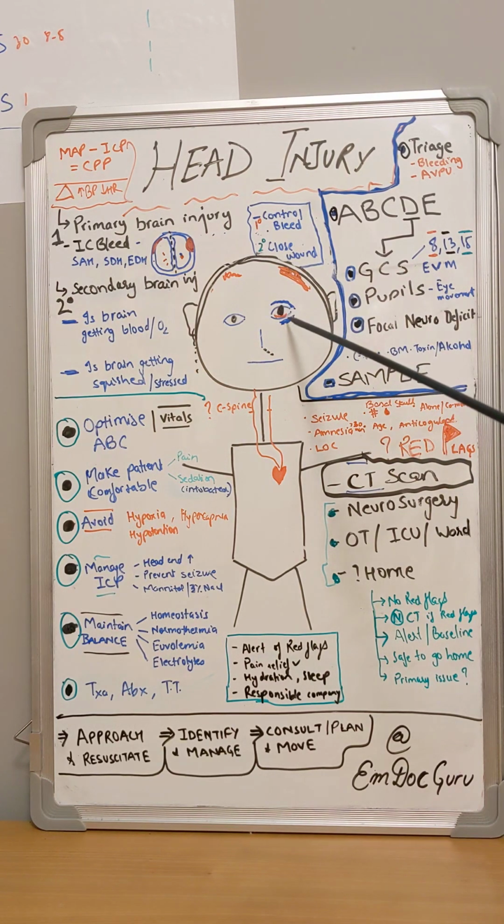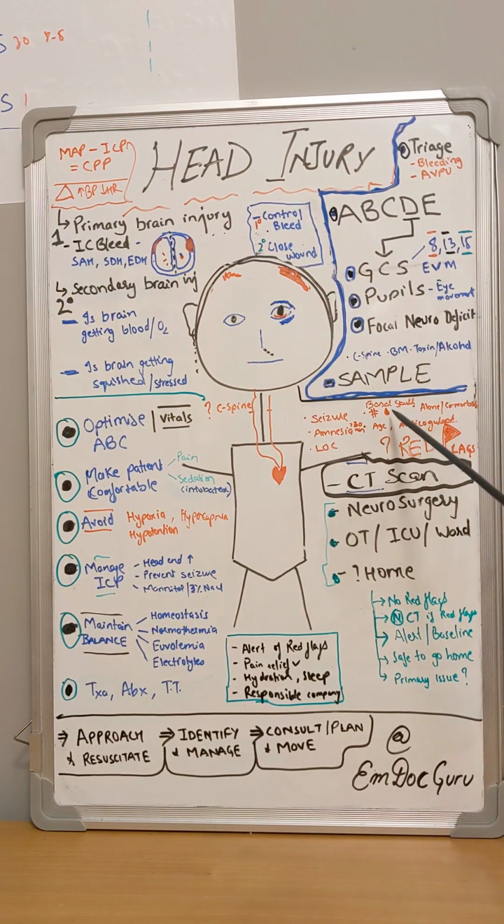You may get eye signs which are known as the raccoon eyes, where the eyes of the patient may have periorbital contusions, like in the picture. There might be subconjunctival hemorrhage, and they may also have what we call a Battle sign, where on their mastoid process, again you might see some contusions.